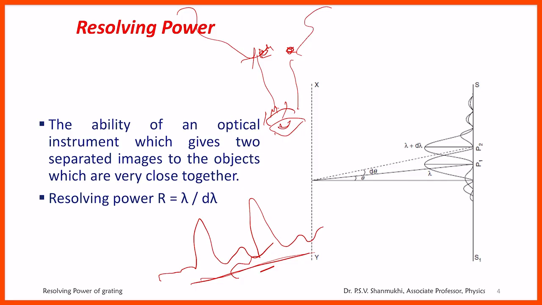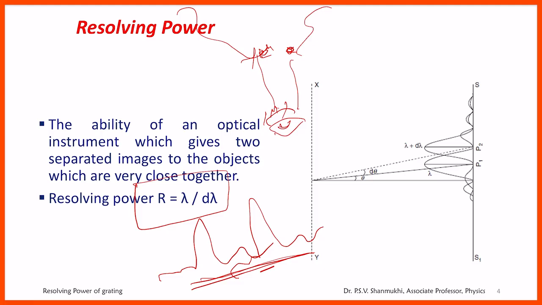Even nowadays the mobile phones have a camera on the back, and that camera has some resolving power. The more resolution there is, the more costly it is. The resolving power is a very essential feature nowadays to get clear pictures. Generally, the resolving power R is given by lambda by d lambda.